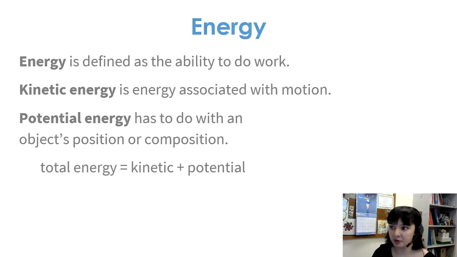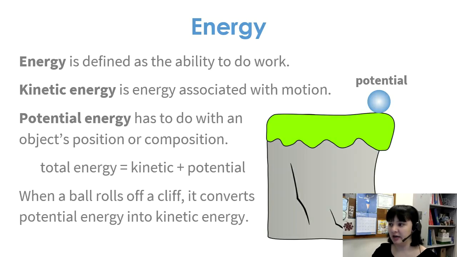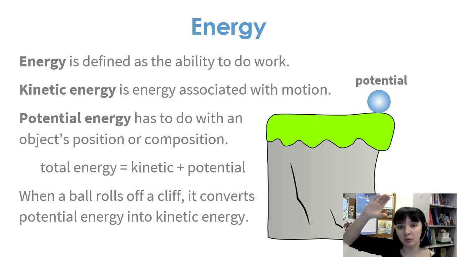Now, a classic example to illustrate the difference between kinetic and potential energy, I'll show right here. Imagine I have a ball at the top of a cliff. This ball, because it's up higher off the ground, has a higher potential energy. Again, the potential energy has to do with where that object is positioned. This ball is up high off the ground, that raises its potential energy.